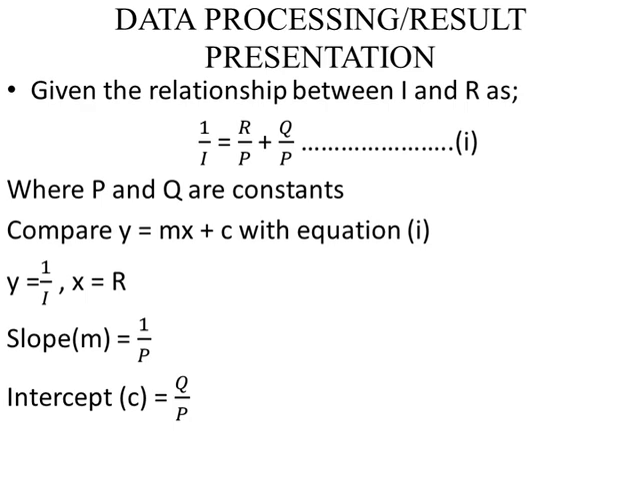Then you have already gotten a value for P from that slope equals 1 over P. Then you just equate that 0.9 equals Q over P, maybe you got like 5.2 or thereabouts. It's just mathematics. That is how you get your value for your Q.